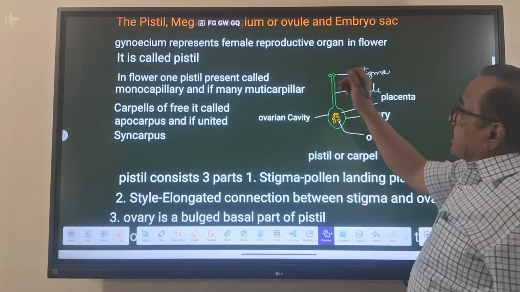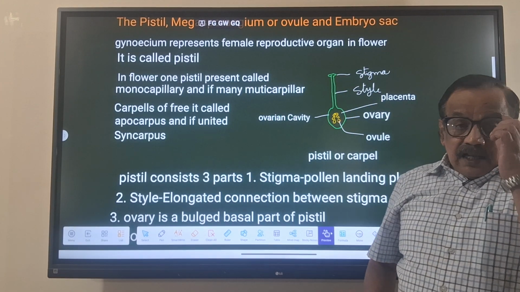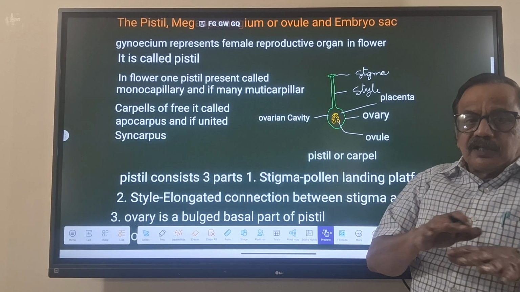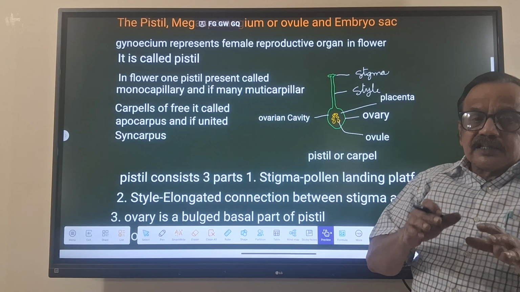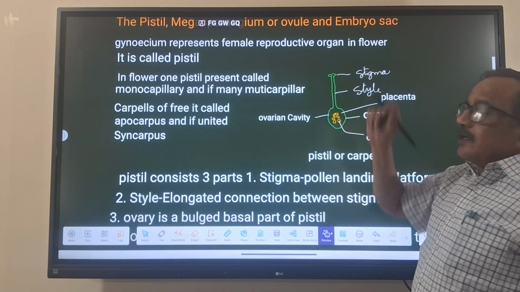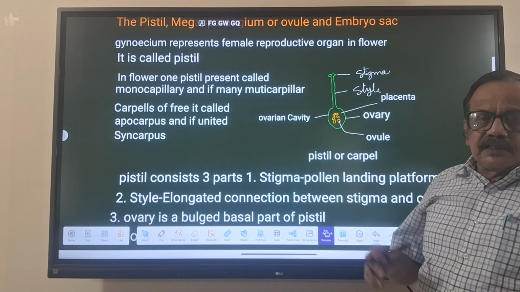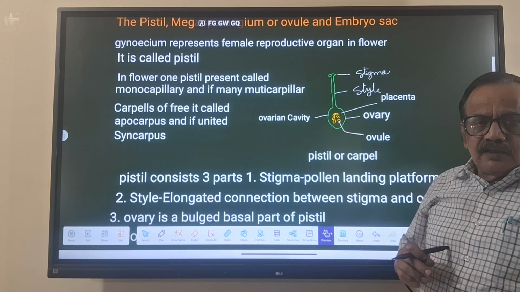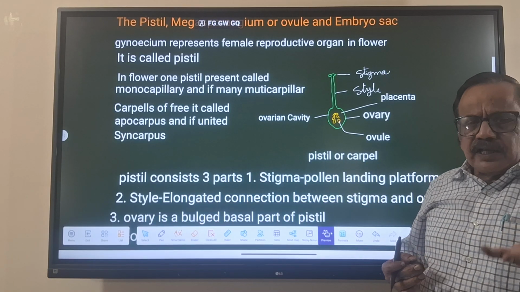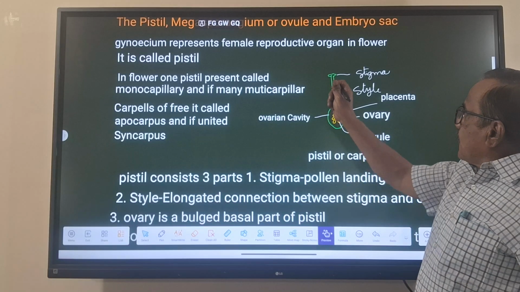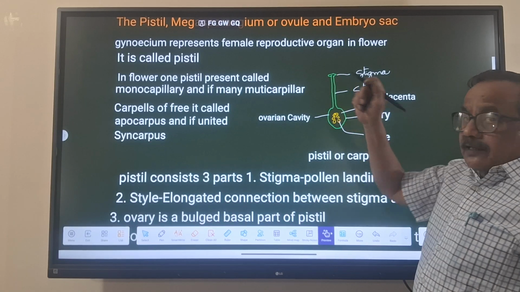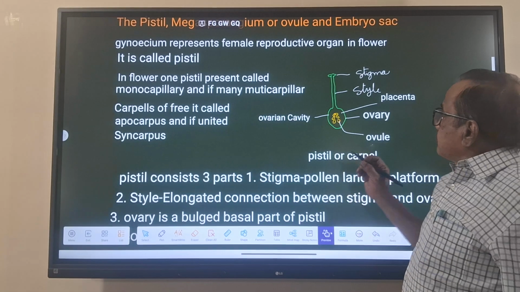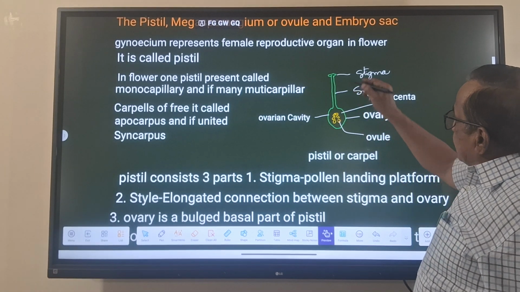The stigma is the terminal part, and it is like a platform. It works as a platform for the landing of pollen grains, because it has to receive the pollen grain, which is the male gametophyte and produces two gametes. It will come in fertilization, where the pollen grains land on the stigma.